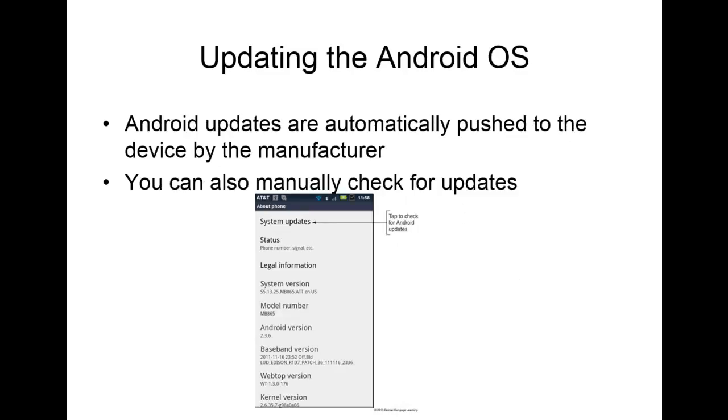Now, unlike the iOS, with the Android OS, your updates are automatically pushed to your device. You can manually check for them if you know they're coming out and it hasn't got to you yet. You can force that to check by looking at your system updates in your phone, but generally speaking, they are going to be automatically pushed to you, whereas with the iOS, you may not know that the update's there yet.